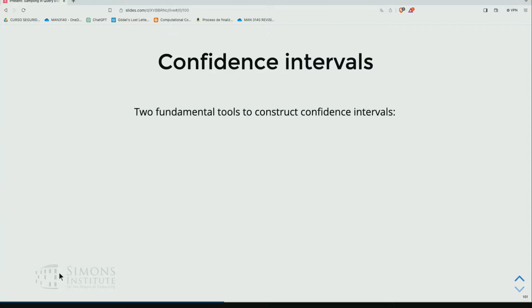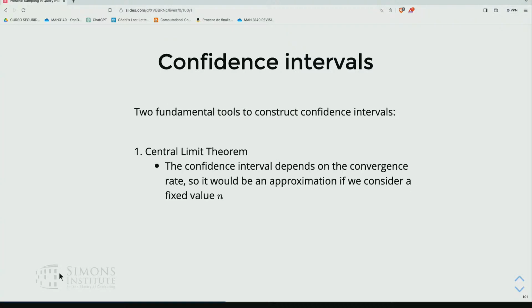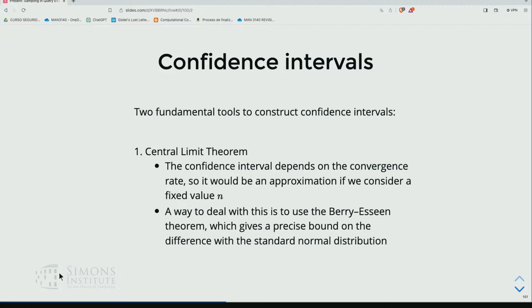And a couple of comments about the fundamental tools to construct confidence intervals. The first one is the central limit theorem, which I assume you all know. Something to consider is that the confidence interval depends on the convergence rate, which means that you have an approximation of the confidence intervals if you fix a value n. There are some interesting tools you could use to avoid this problem, like the Berry-Esseen theorem, which gives you a precise bound on the difference with the standard normal distribution under some assumptions on the variables, which are usually satisfied.